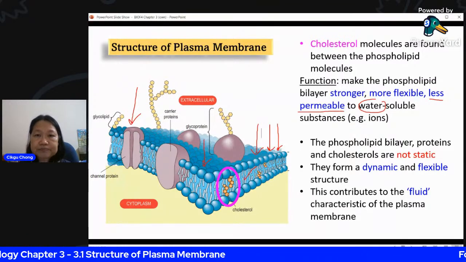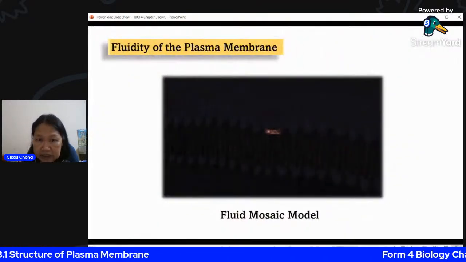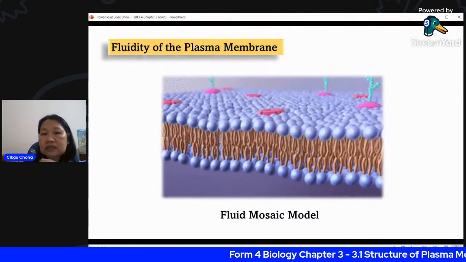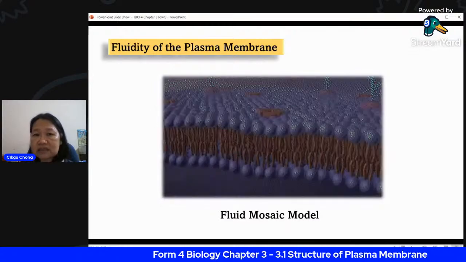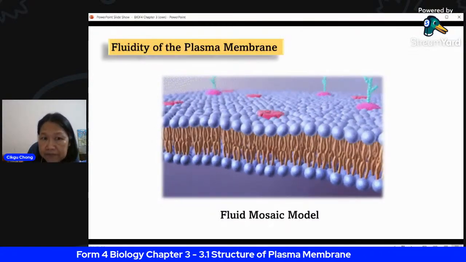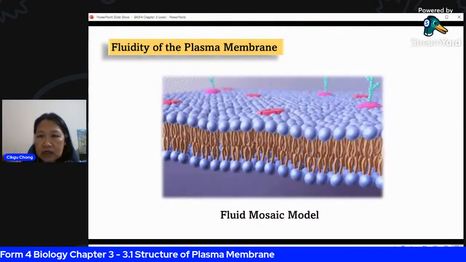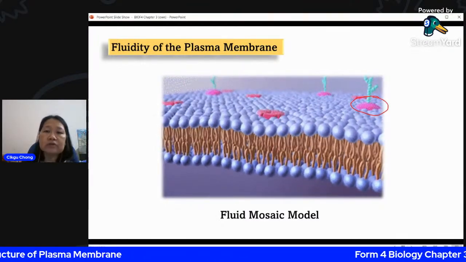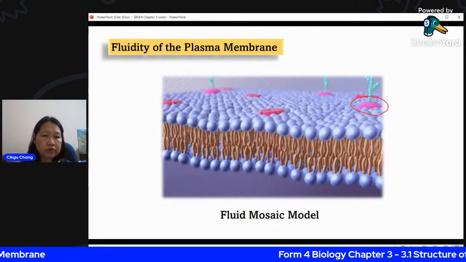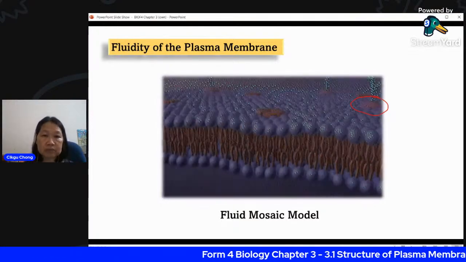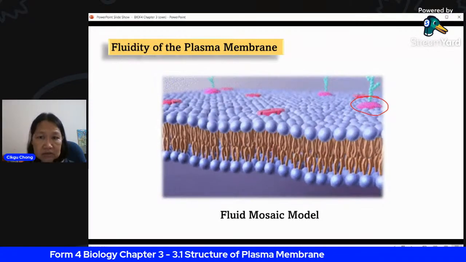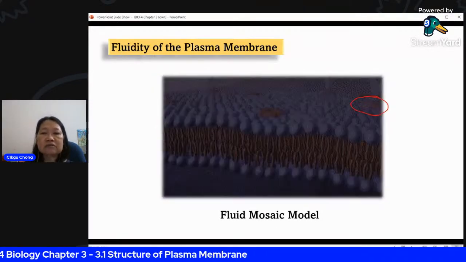Next, this is an animation. You see that it's able to move around, so you can see the fluidity of the plasma membrane. This one is the protein. It doesn't show it moving around, but it's able to change position. So it's a fluid mosaic model.